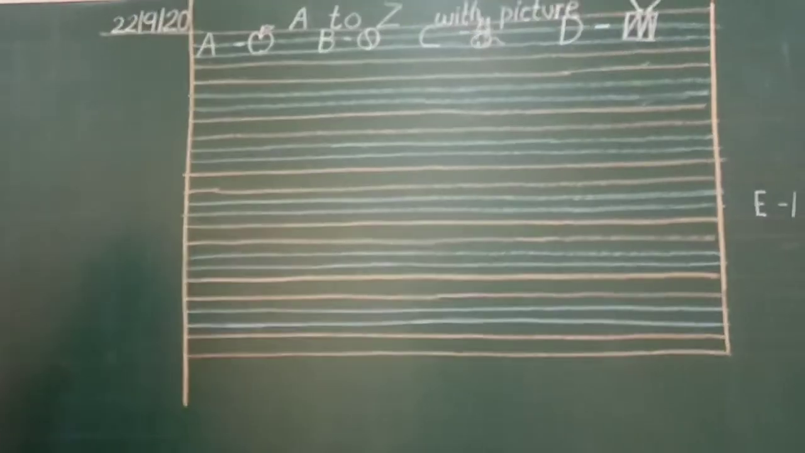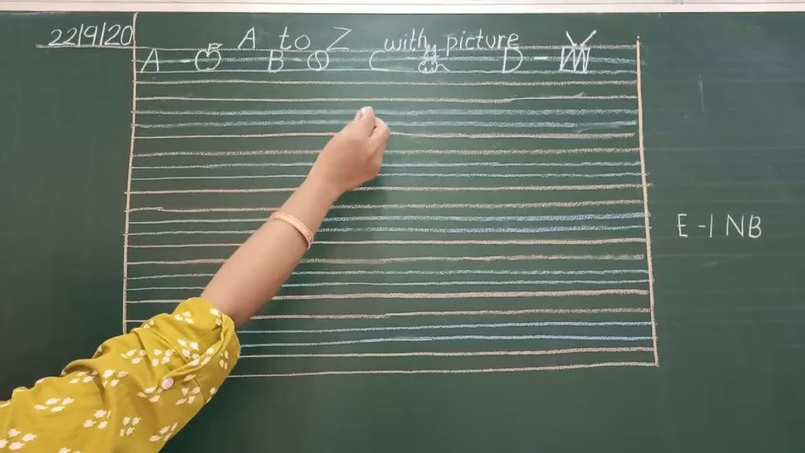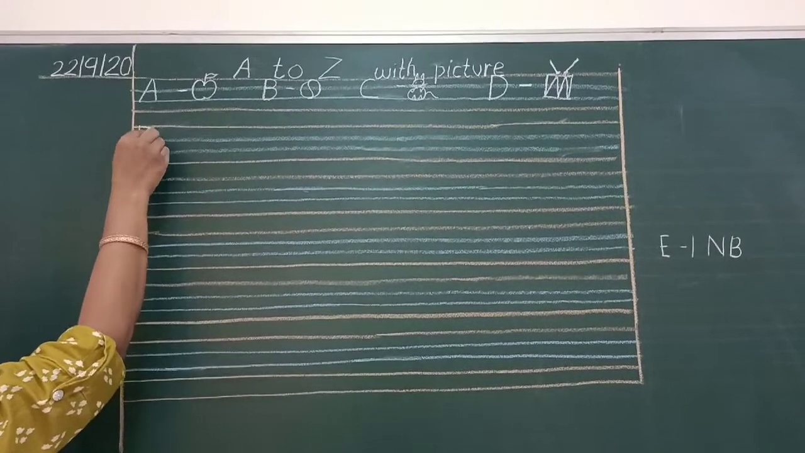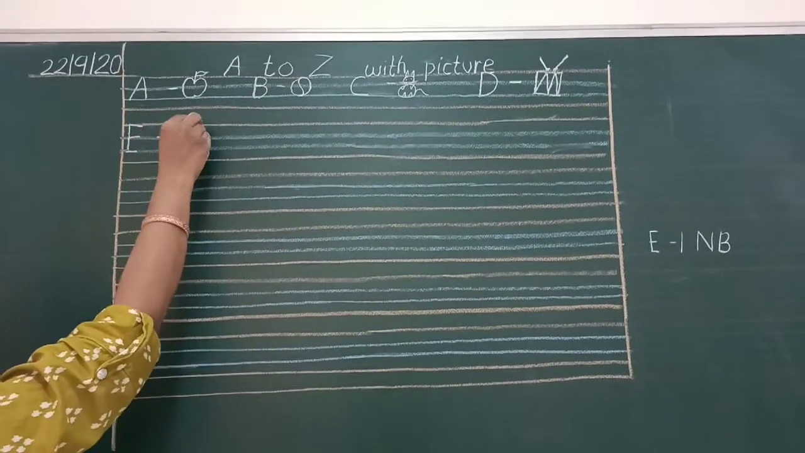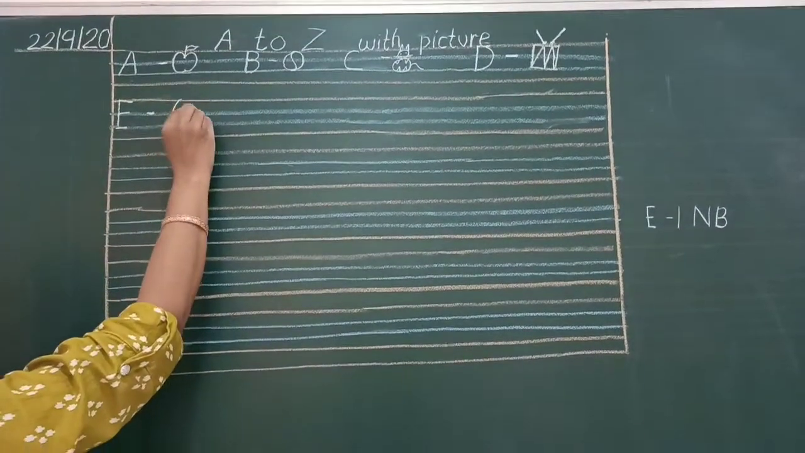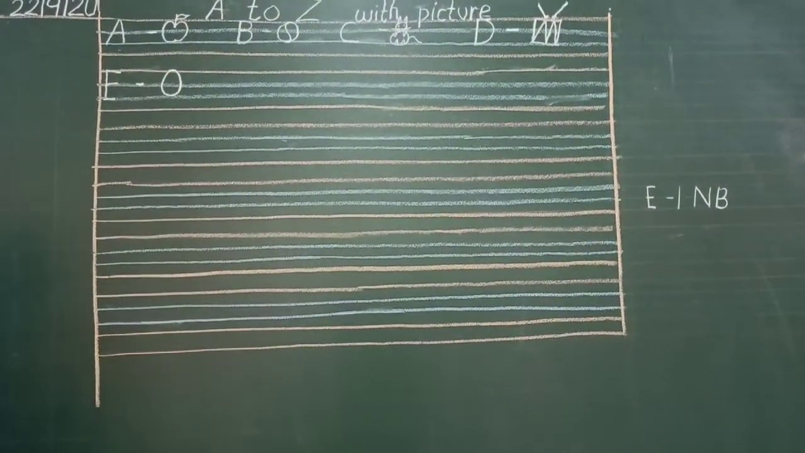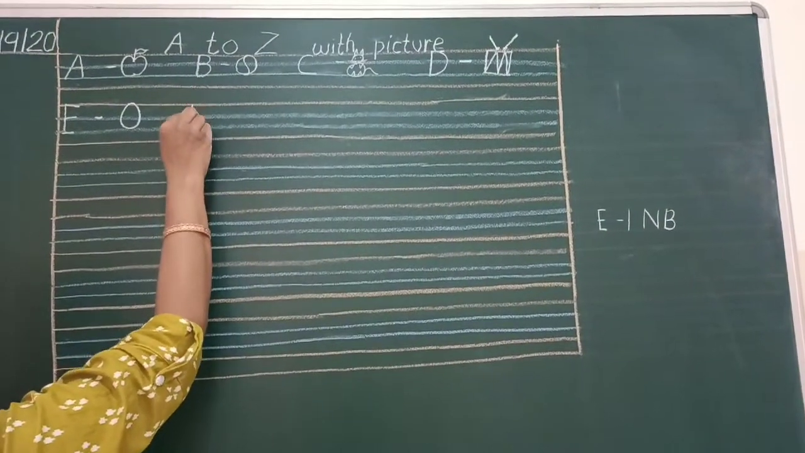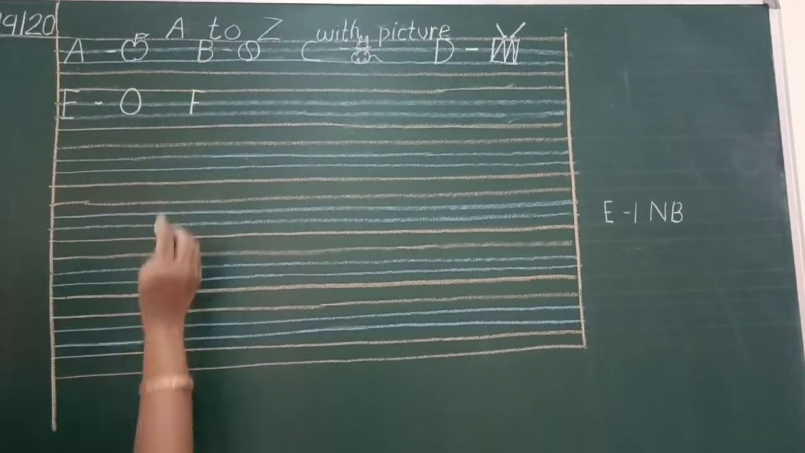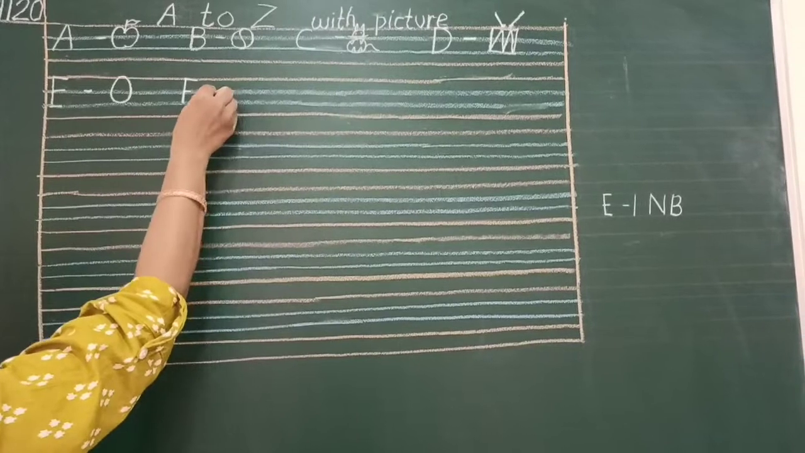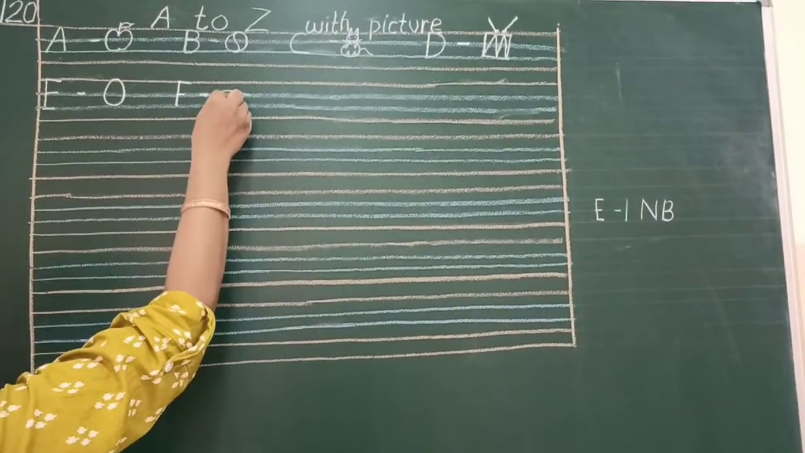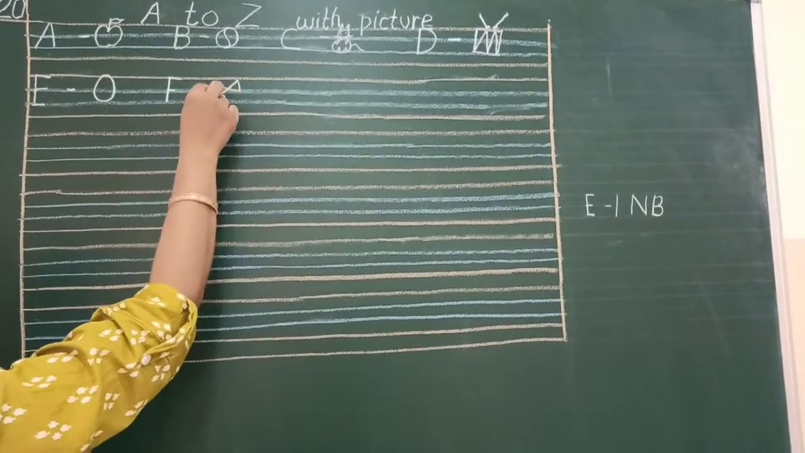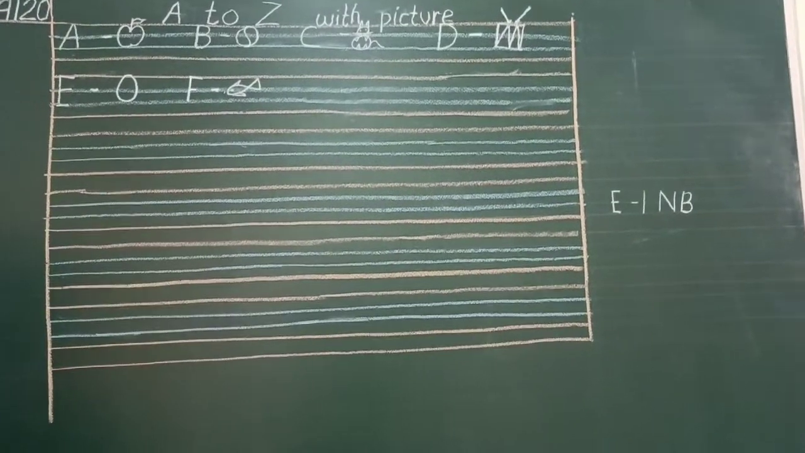Okay, now in the next line after A, B, C, D, what comes? Yes, capital alphabet E, and E is for egg. We will draw simple egg. Okay, E is for egg. Then below this B we write capital alphabet F, and F is for fish. So draw a small fish, its wings. Okay, like this, simple fish.